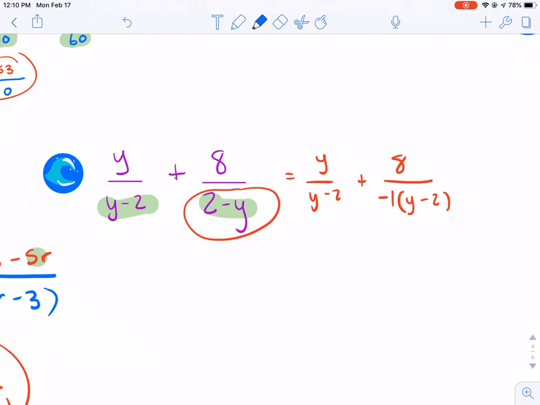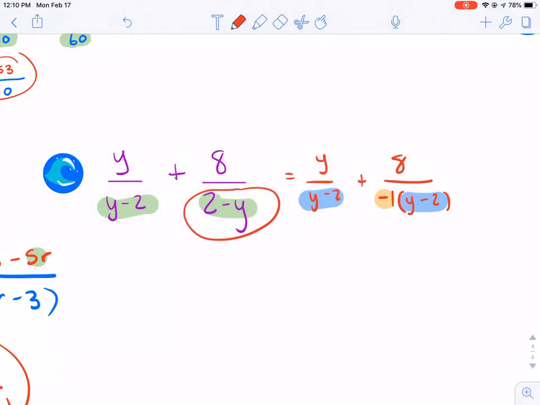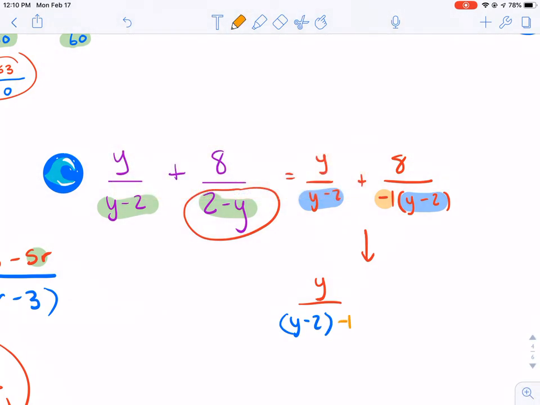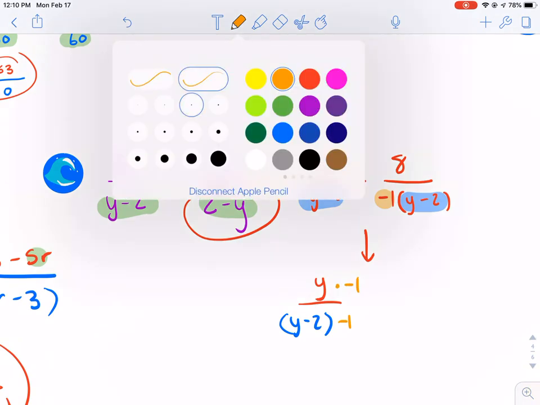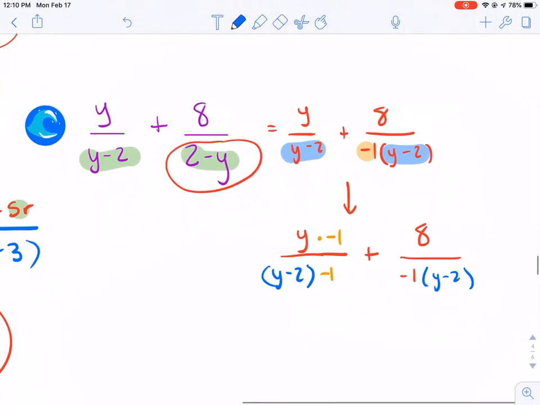So we have two factors here. We have y minus 2 is a factor, but we have this additional factor of negative 1. So the only one we need to change is the first fraction. That's missing the negative 1 factor. So we need to do y over, again, y minus 2 is already a factor, but now we need to multiply it by negative 1. And if we multiply the bottom by negative 1, we have to multiply the top by negative 1, the missing factor. Okay, plus, and this one already has all the factors, negative 1 and y minus 2. Okay, that one already had all the factors.